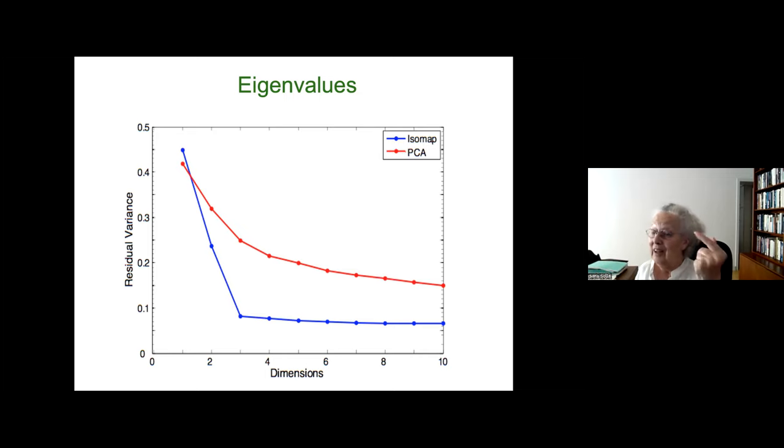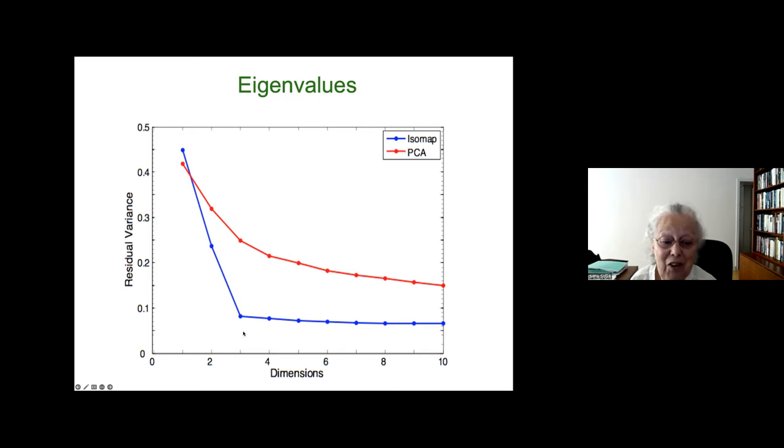If I'm living in a 100-dimensional space, I have 98 dimensions in which I can fluctuate out of that manifold. And in each one of those dimensions, the eigenvalues are very similar. Why? Because that's the amplitude of the noise. It's isotropic noise, and it's the amplitude of the noise in each one of those directions.